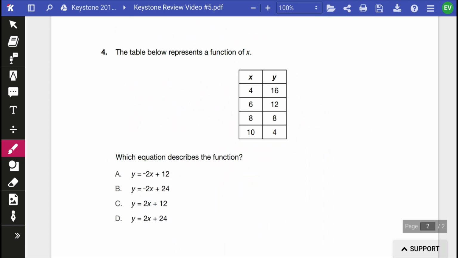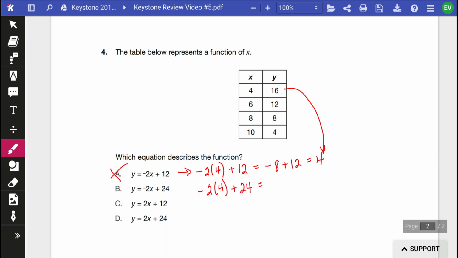So for A, we have -2 times 4 plus 12. Well, -2 times 4 is -8. -8 plus 12 gives us 4, but that's not 16. So A is not correct. So let's look at the second one. -2 times 4 plus 24. So that gives us -2 times 4 is -8 plus 24, which gives us 16. So that one works.